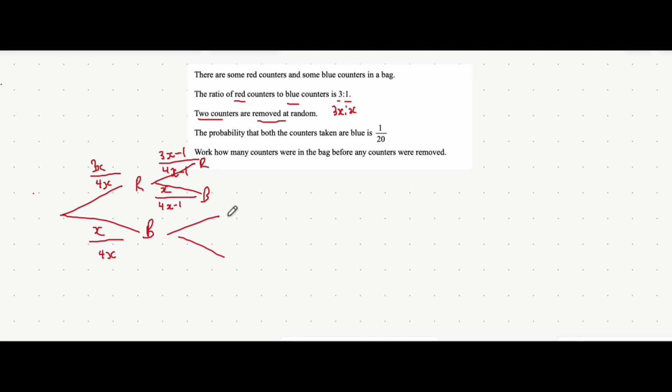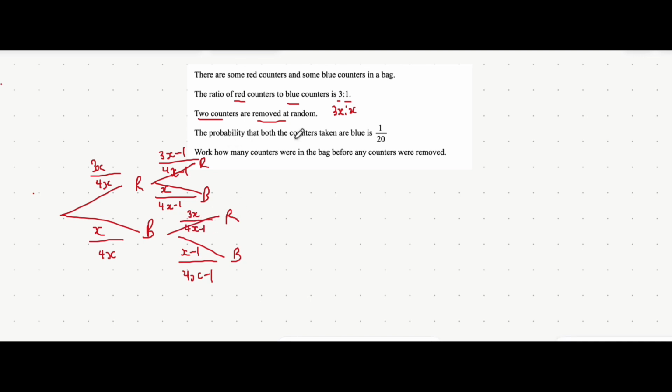Using that same idea on the second branch of this tree diagram, if you pick a blue counter, the total number of blue counters goes down by 1, and the total number of counters also goes down by 1. Whereas if you pick a blue counter, the number of red counters, 3x, which was initially in the bag, stays the same. It's just the total number that goes down by 1.